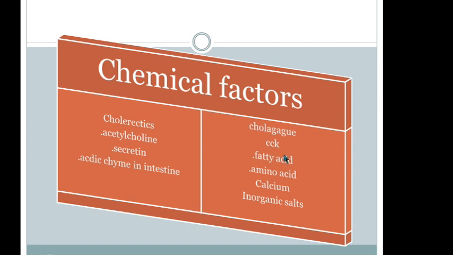Cholagogues, what are the cholagogues? Cholecystokinin, fatty acid and amino acid. When fatty acid and amino acid in chyme enter the duodenum, there is a release or secretion of cholecystokinin. This cholecystokinin contracts the gallbladder, which is called the cholagogue action. And also by the presence of calcium and inorganic salt, there is a contraction of the gallbladder. So these are the choleretics and cholagogues. Hope everything is clear till now.